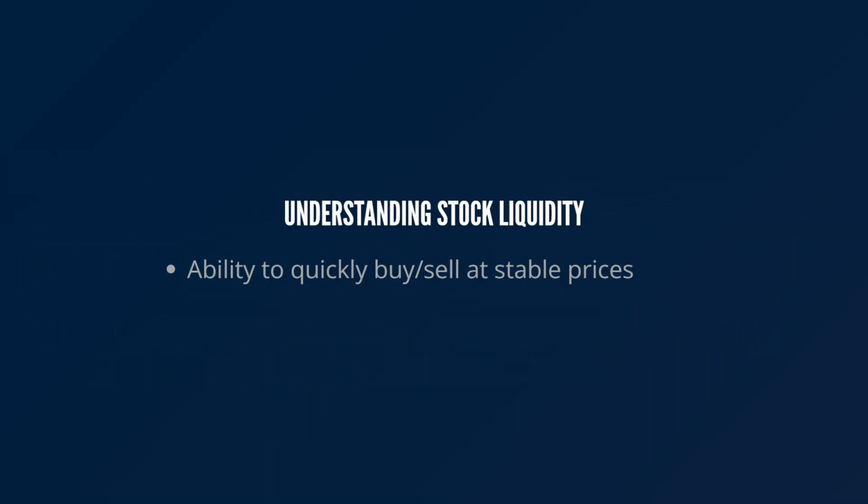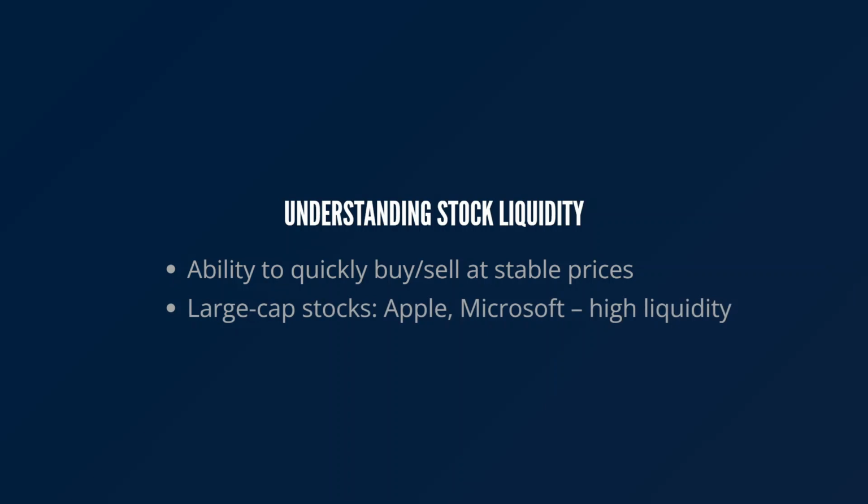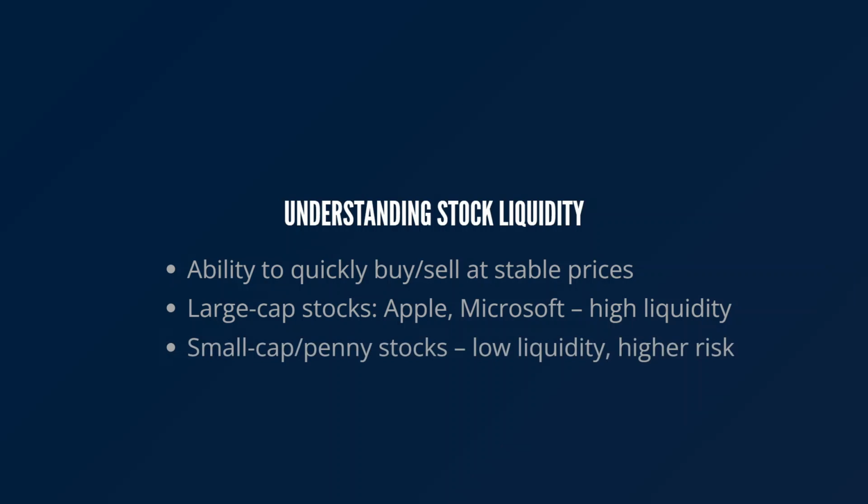Slide 4. Understanding stock liquidity. The first point, the ability to buy or sell shares quickly at stable prices. So that boils down to predictability. Fewer surprises when entering or exiting a position. Large cap examples like Microsoft are high liquidity. Small cap or penny stocks can leave you stranded. Think about your own experience. Ever tried selling a thinly traded stock? That friction is exactly what this bullet warns against.